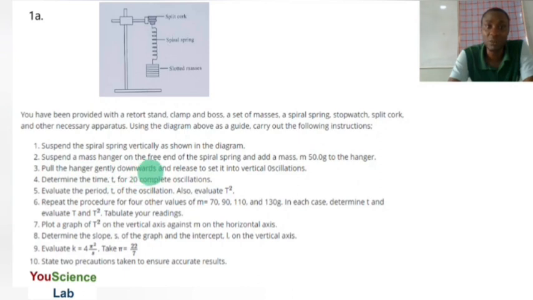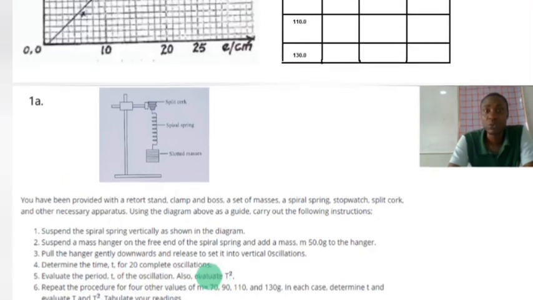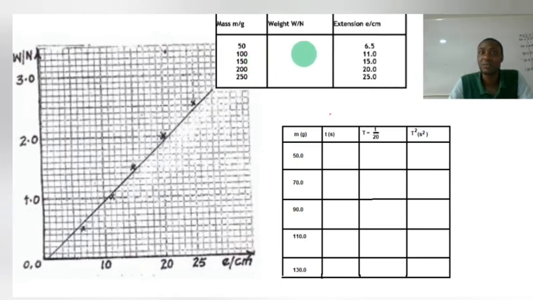Pull the hanger gently downwards and release to set it into vertical oscillation. Determine the time t for 20 complete oscillations. Five, evaluate the period T of the oscillation. Also evaluate T squared. You can see that here I have some readings. The readings that I have here are from a question that I copied from the WAEC Physics past question, May-June 2011.